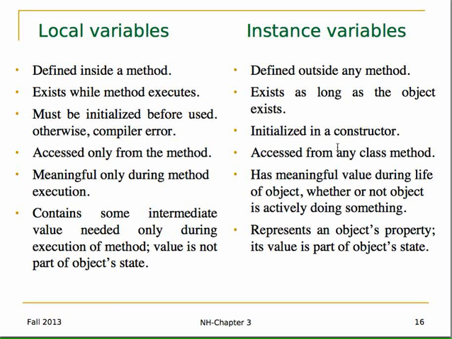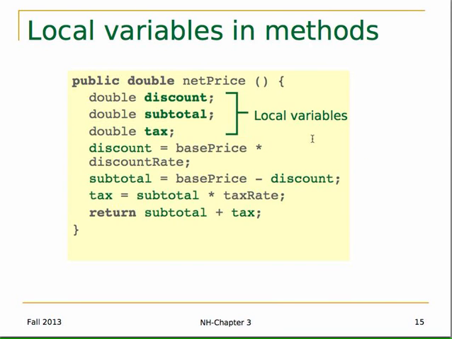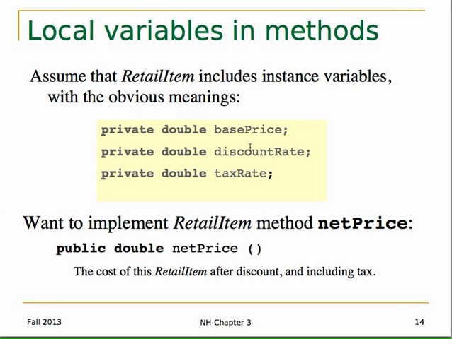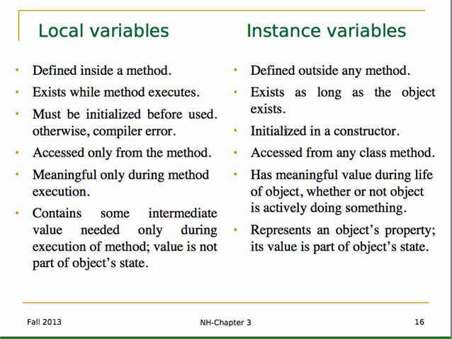And instance variables are initialized by default right when you say something like private double basePrice. This is automatically set to 0 in Java. So all data members are set to 0, and then maybe they are changed in a constructor.